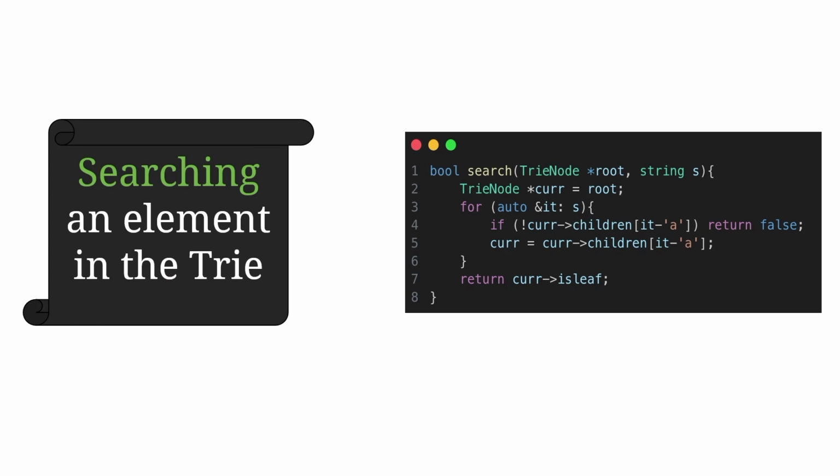Now let's look at the implementation of the search function. The function takes two parameters, the root node of the trie and the string we want to search for. First, we create a pointer and set it to the root node. Then we use a loop to process each character of the string. For every character, we check whether the corresponding child node exists. If it does not exist, the function immediately returns false. If the child exists, we move the pointer to that child node and continue. After all characters have been processed, the function checks the isLeaf flag of the current node.